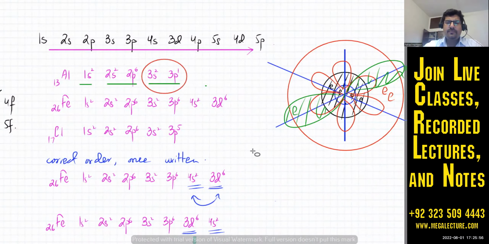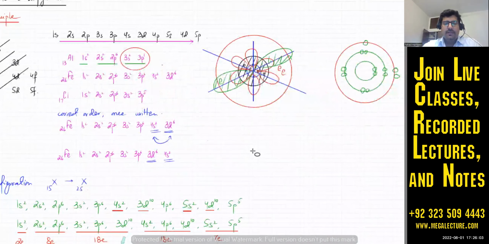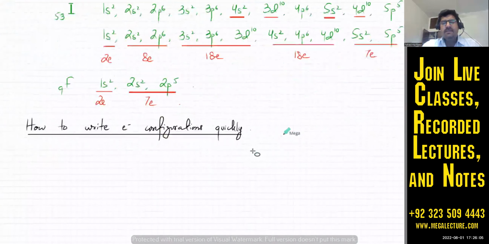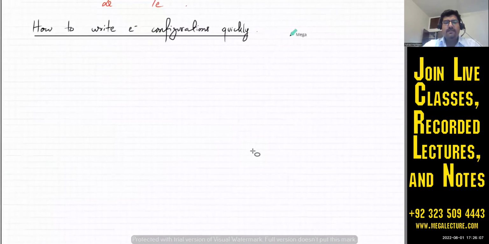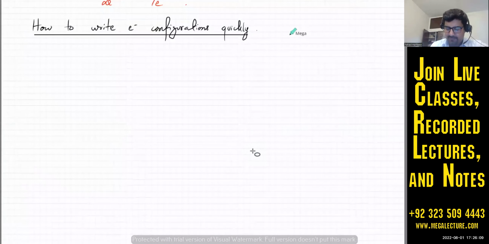ठीक है? तो that will determine the chemical properties and the way it's going to chemically bond with other atoms. So I'm not interested in the whole electronic configuration. So how do you write electronic configurations quickly?